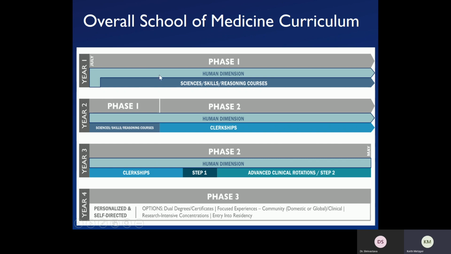We have a longitudinal course that actually runs all 3 years of the medical school called the Human Dimension. And in that course, students are paired up with another student, and those pairs of students are paired up with a number of families within the community, and they follow those families longitudinally. They don't provide medical care.